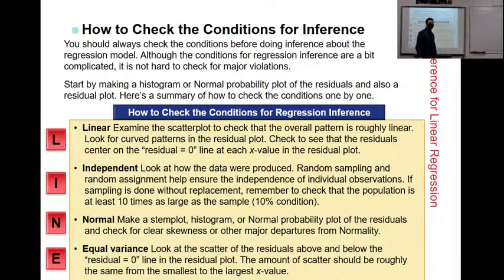Remember our conditions. We talked about these yesterday. Our conditions are linear, but not quite. And the main new ones you're looking at are: is it linear, which we're going to look at with the scatter plot and residual plot, and is there equal variance? An easy way to see that is, are the residuals equally spread out as I go from left to right along the line?